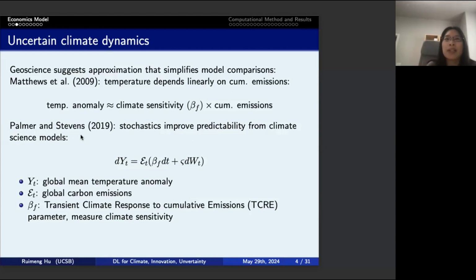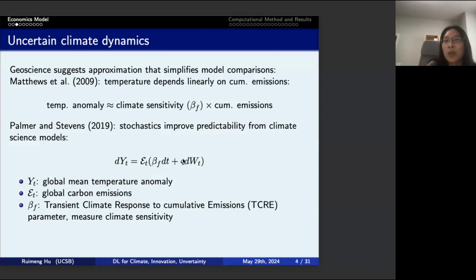And then later on, Pelma and Steven in 2019 proposed a stochastic version of this linear relation, and they claim that stochastics will improve predictability from the climate science models. So from the climate science perspective, they also feel having this Brownian motion part is a better choice to accommodate some error or some deviation that cannot be explained.